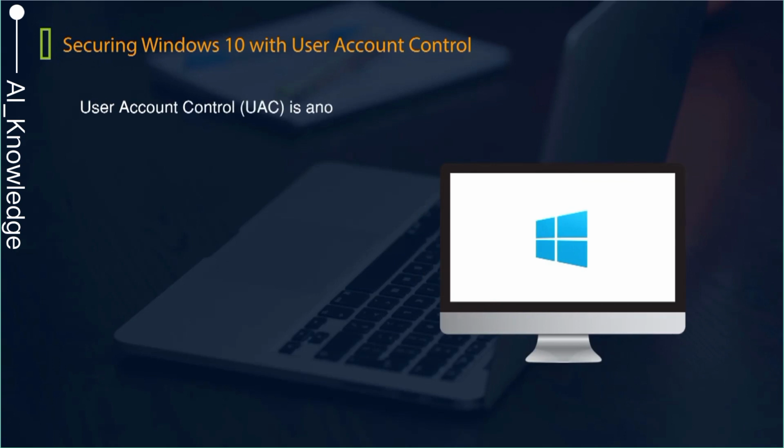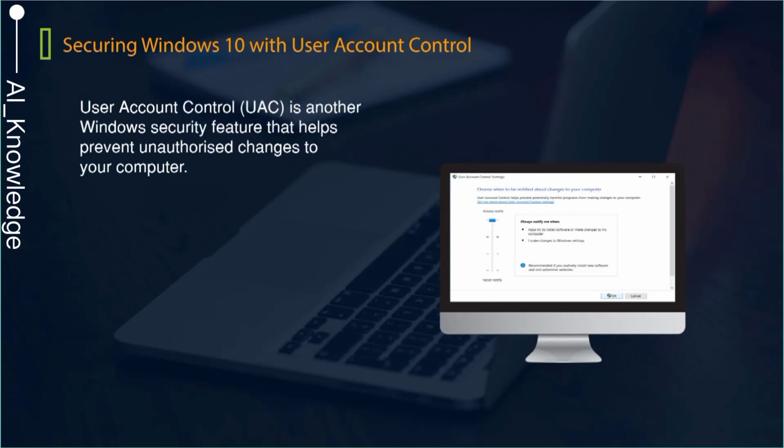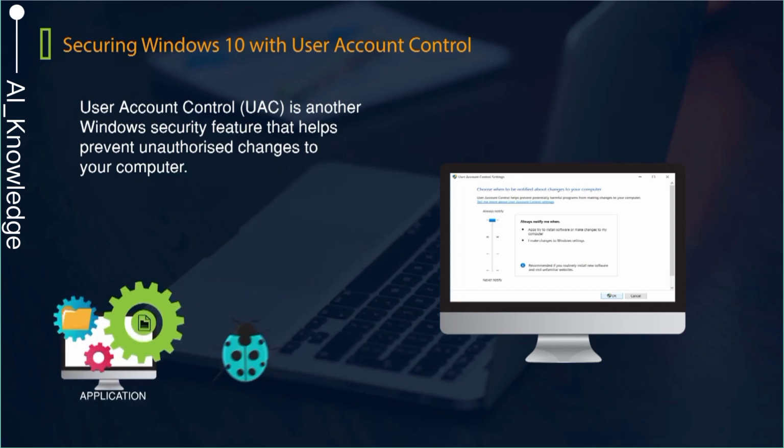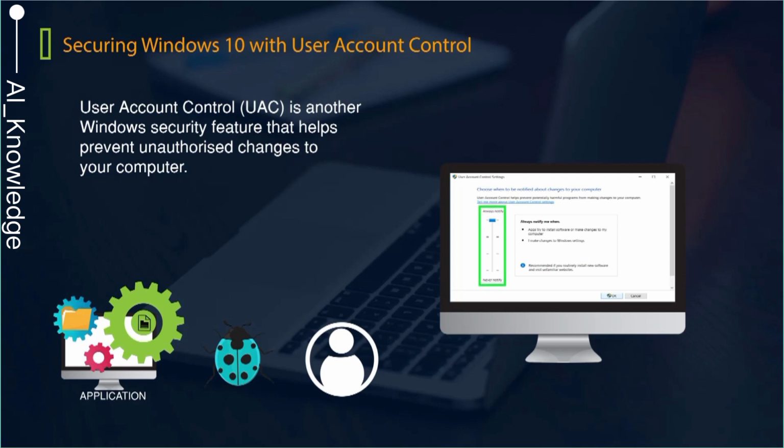You can use the User Account Control, or UAC, security feature in Windows to prevent unauthorized changes to your computer. These changes can be initiated by applications, viruses, and other users. UAC ensures that these changes are made only with approval from the System Administrator. You can choose when to be notified about changes to your computer using the UAC slider to set the desired level of security. Usually, Windows will notify you when apps try to install software or make changes to your computer, or you make changes to Windows settings. There are 4 levels of security that you can set.